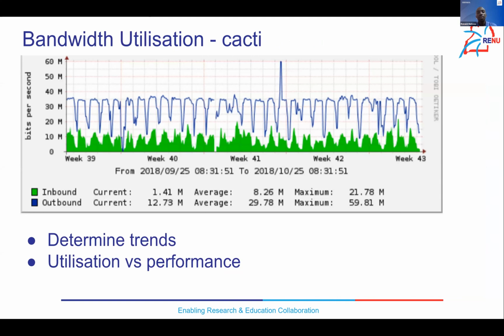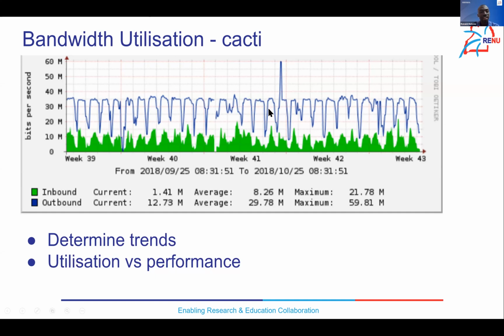I'm going to proceed to bandwidth utilization. Every member connected on the Renu network is given access to a tool called CACTI, which gives you your bandwidth utilization.